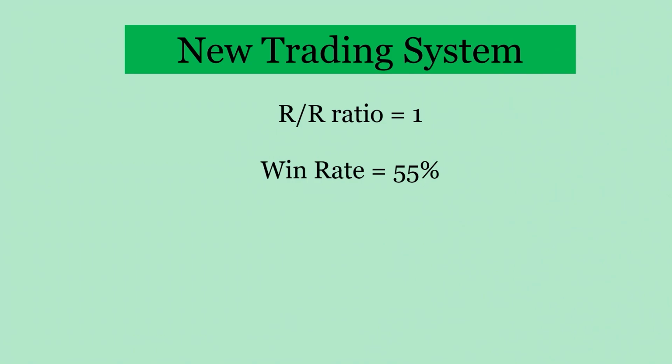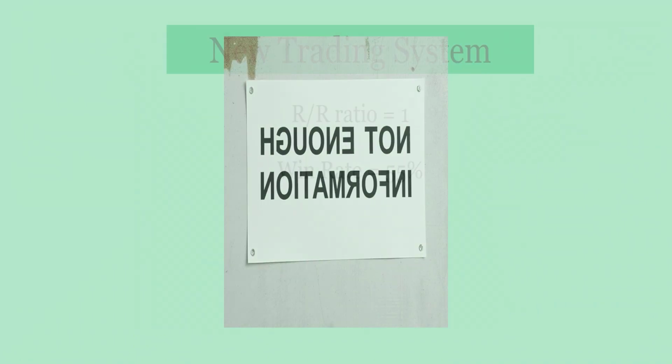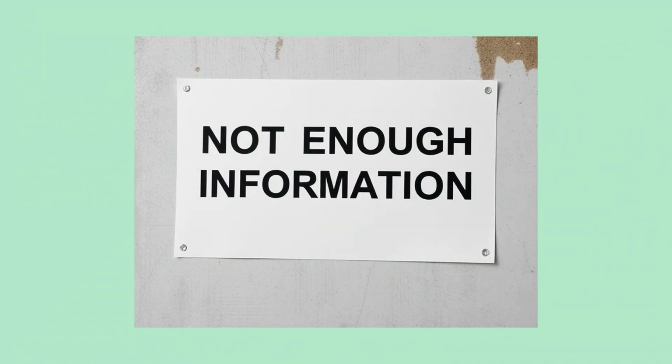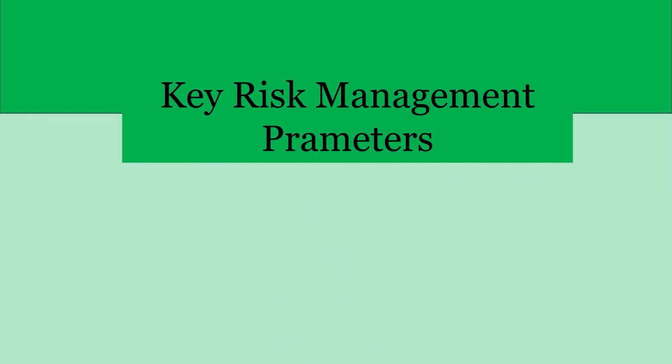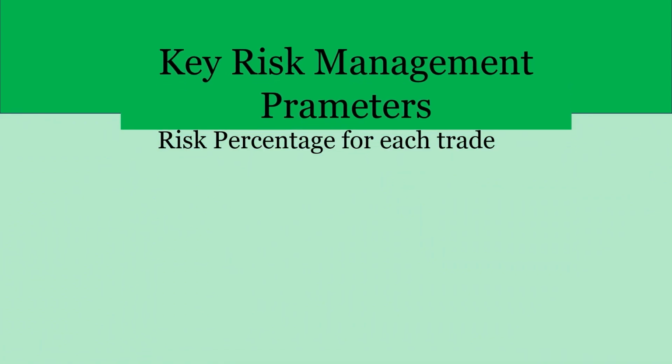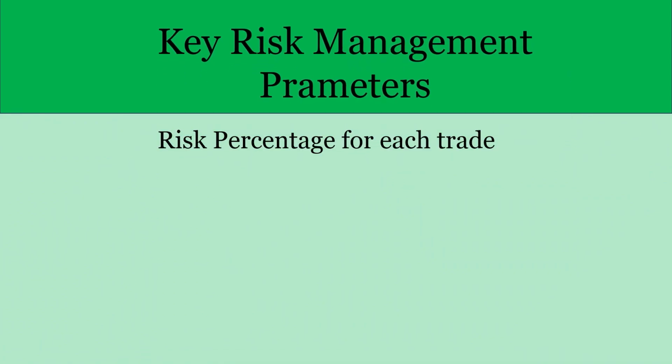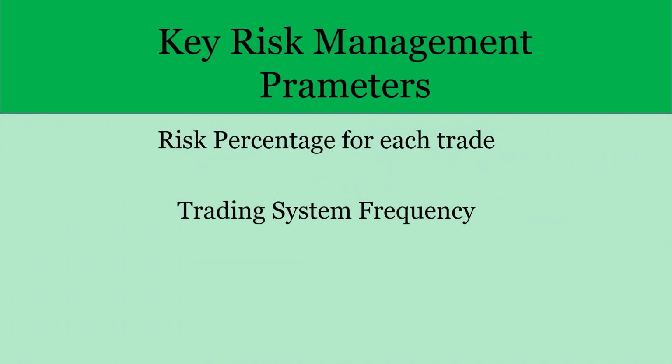So let's say we did all of that and now we have a trading system with an R to R ratio of 1 and a win rate of 55%. How much can we make in 1 year? Well, I must say we still don't have enough information to answer that. We need to introduce 3 more parameters to find this out. The first parameter is the risk percentage for each trade. And the second one is the frequency of our trading system, meaning the number of trades that can be taken during a certain period of time with a trading system.